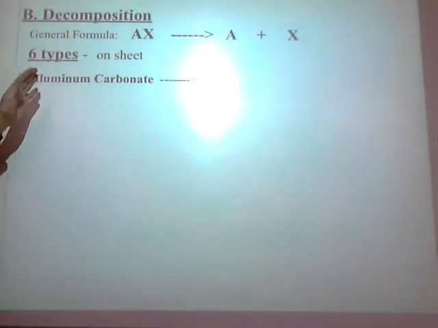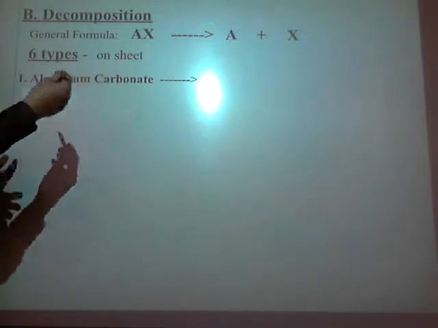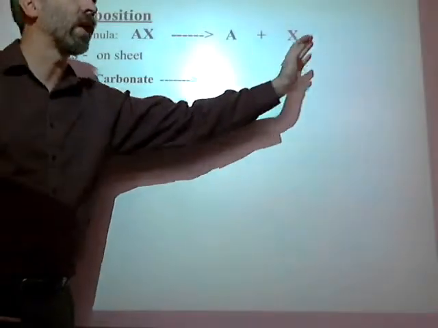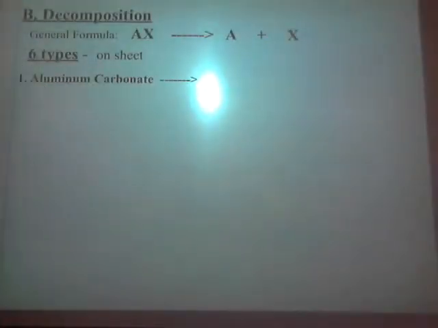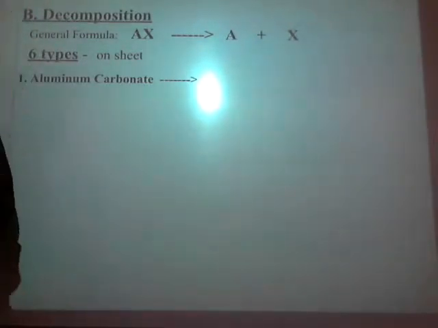Aluminum carbonate yields aluminum plus carbonate. Or, oh no, that's right, aluminum carbonate means Al, carbonate CO3, so aluminum plus carbon plus oxygen. No, that's not what happens. And the nice part is you don't have to memorize what happens. Look at your sheet. What does it say under decomposition reactions? Everyone's looking at the sheet.